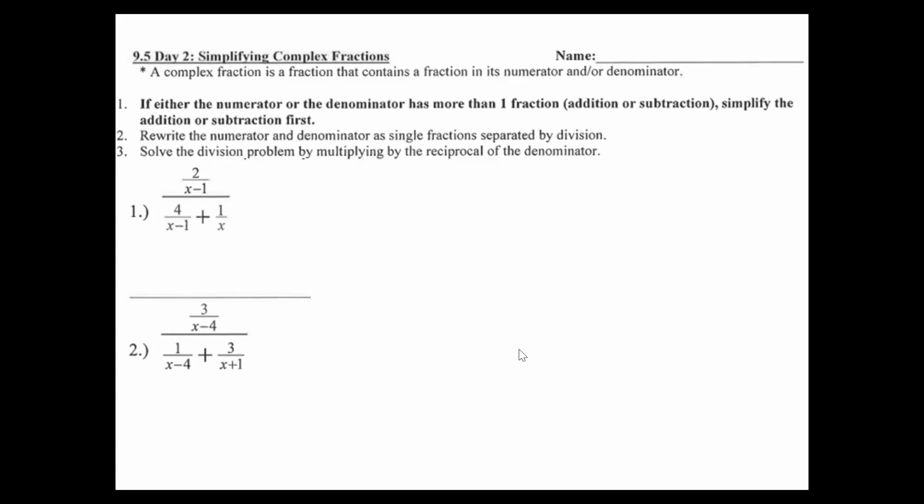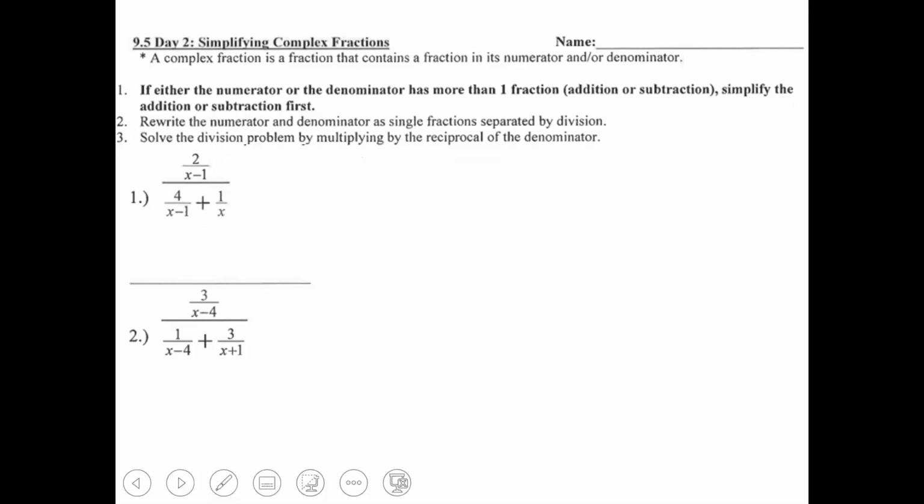All right, so let's take a look at this one. This is simplifying complex fractions. So read number 1, 2, and 3 by yourself, and then we'll go over 2 examples.